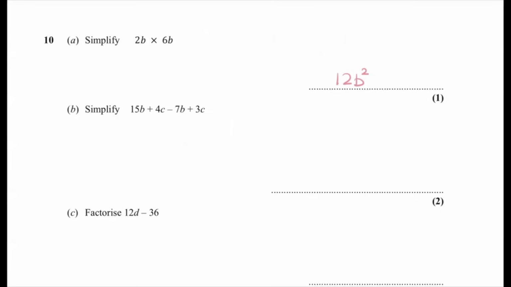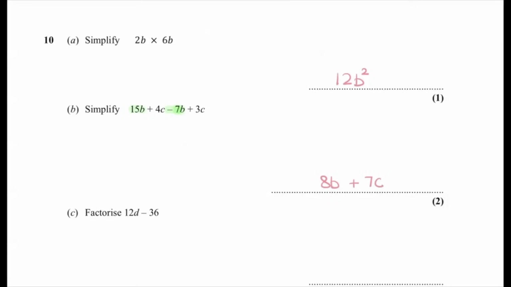We want to collect the like terms. We've got 15b. And I travel along to find the other b's. I've got 7 of them. And it says take away. So 15 take 7 is 8. So I have 8 b's. And then I've got 4 C's, and I need to add another 3. So I have got a positive set of 7 C's.